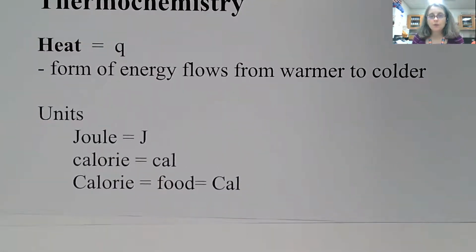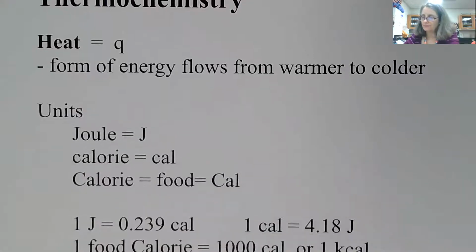Joule is a capital J, calorie is a lowercase cal, and then a big calorie, capital C, is the food calories we see on our boxes of any kind of food item that we buy manufactured. So that's going to be a capital CAL. And I'll show you the relationship between all of these.